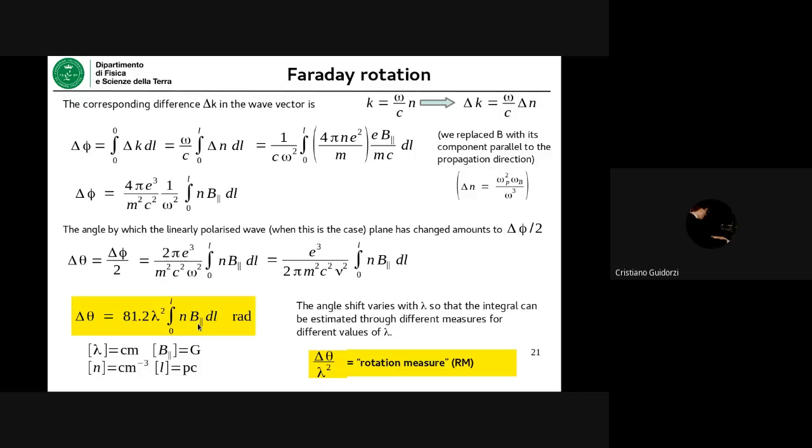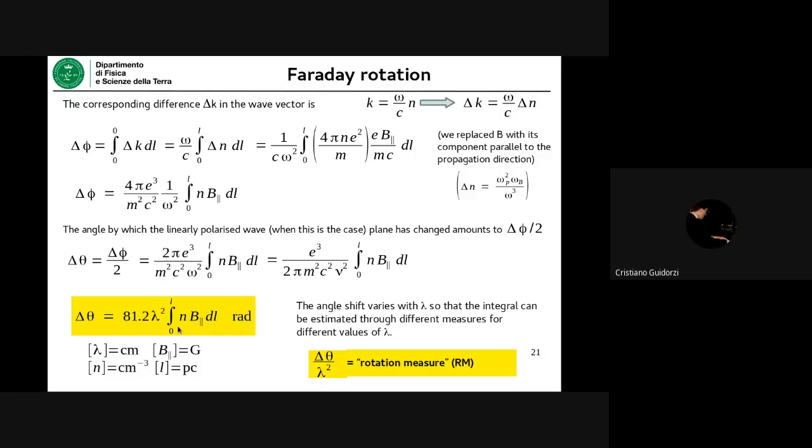So again, studying how the linear polarization rotates as a function of frequency becomes a probe that you have to study, to investigate the content of both plasma and magnetic field along the line of sight.